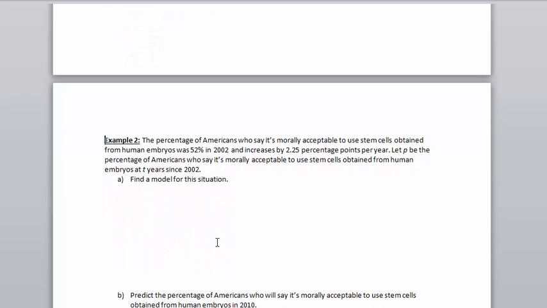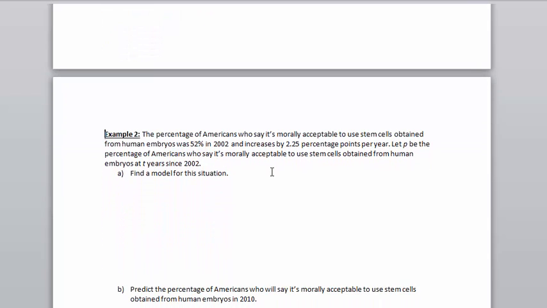Next, let's look at example 2. The percentage of Americans who say it's morally acceptable to use stem cells obtained from human embryos was 52% in 2002, and it increases by 2.25 percentage points per year. Alright, so we want to find a model for this situation. So the first thing we're going to need to do is set up some ordered pairs. Then we're going to find the slope and go on to find the model.